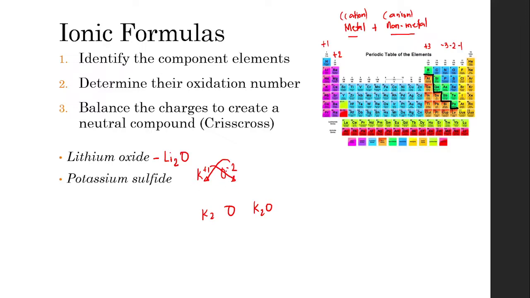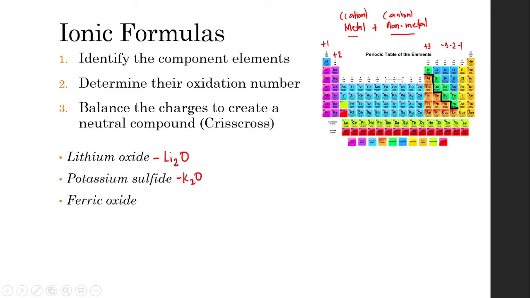So why am I teaching you this method of adding more elements? It is because for you to understand why we do crisscross. Crisscross is the shortcut, but the principle is we have to have a neutral compound, and in order for us to have a neutral compound, it means we need to add 1 more potassium. So potassium sulfide is basically K2S.